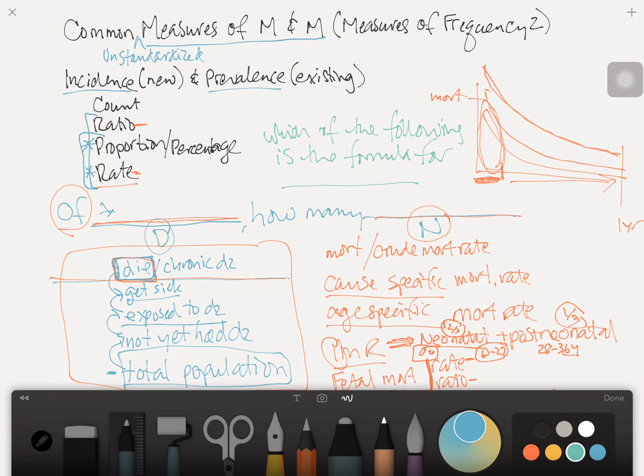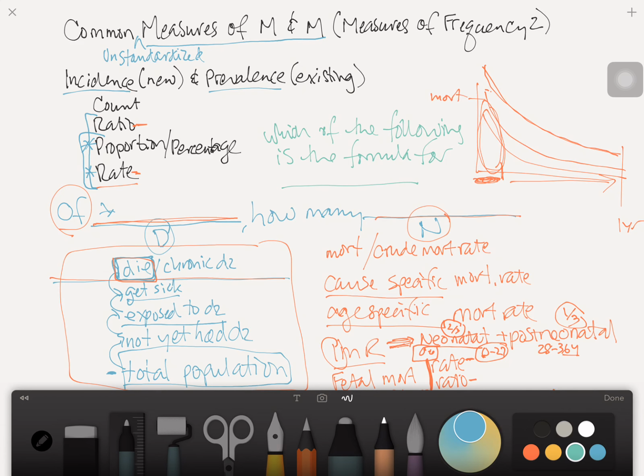Which of the following is the formula for crude mortality rate? Which of the following is the formula for point prevalence? Which of the following is the formula for fetal mortality ratio? That's actually one of the questions listed on the CPH website under their practice questions, which are pulled from the actual test.